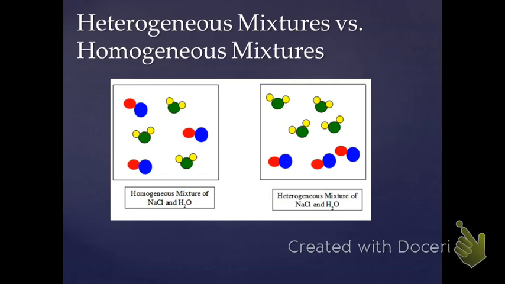Depicting heterogeneous mixtures versus homogeneous mixtures is a little more difficult when you look at pictures, but if you notice on the left one, the homogeneous one is all evenly distributed. On the right, all the sodium chloride is at the bottom and all the water is at the top. That makes it a heterogeneous mixture.